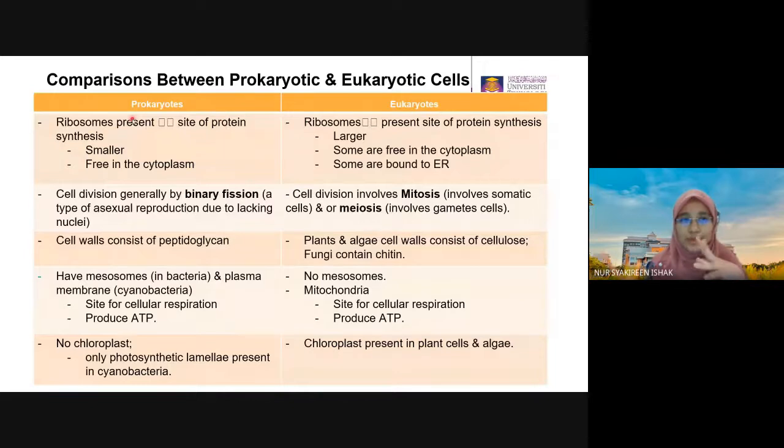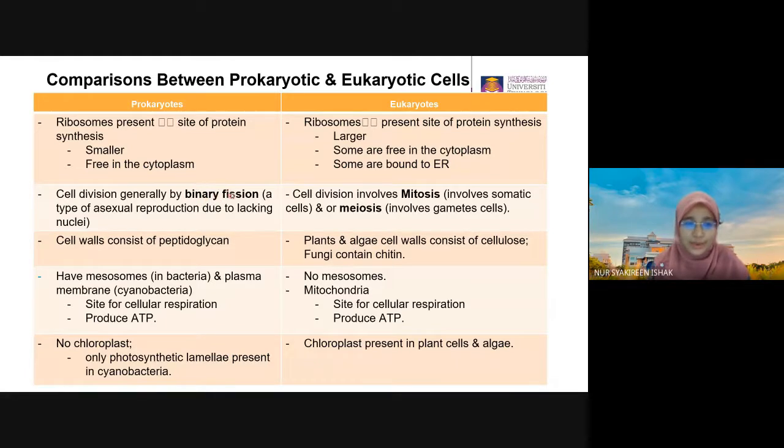So that is for the ribosome of prokaryotes and eukaryotes. Prokaryotes, free ribosome. Eukaryotes, they have free and bound ribosome. Okay, so next is cell division. So for prokaryotes, they will divide through a process we call binary fission. Bukan mitosis, bukan meiosis, but the process we call binary fission. Jangan guna istilah mitosis eh. For prokaryotes, the cell division is through binary fission.